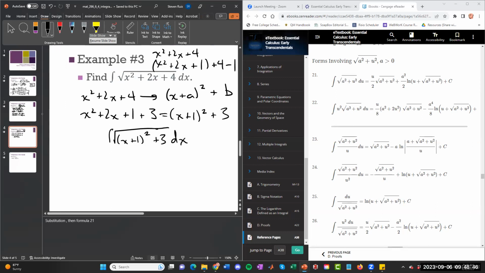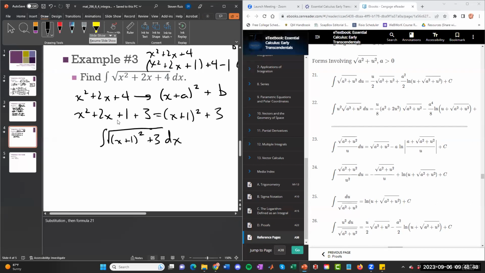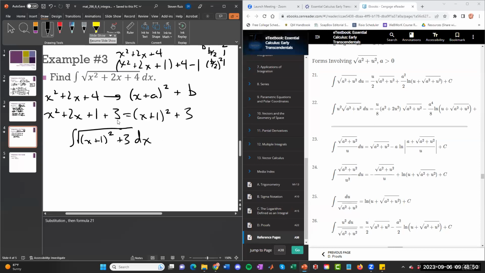All right, now does this mimic rule 21? Rule 21 is all about u's and a's though, so we should figure those out. What is u? x plus 1. What's the corresponding du? dx. What's a? Square root of 3. And that's one thing that is subtle to be careful of: your constant is not equal to a, it's equal to a squared.